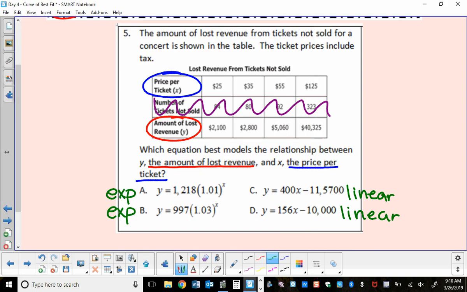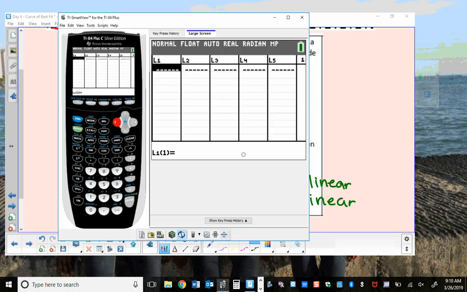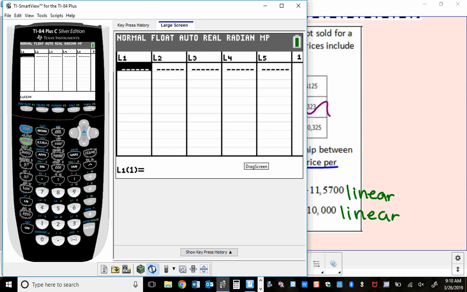Alright, so if you look back at the table here, I'm going to consider this my L1 and this my L2. That's what I'm comparing. So in my calculator, in my L1, I'm going to type in the price per ticket. So that's 25, 35, 55, and 125.